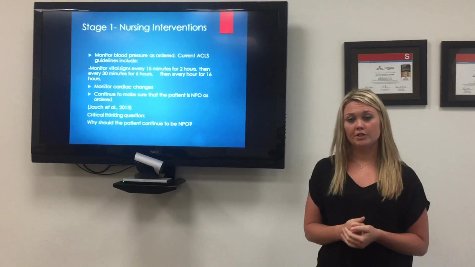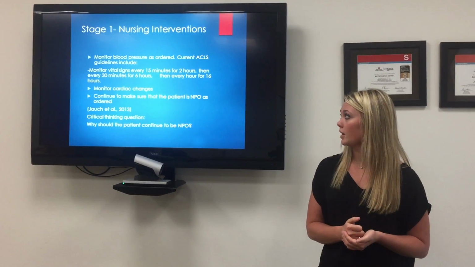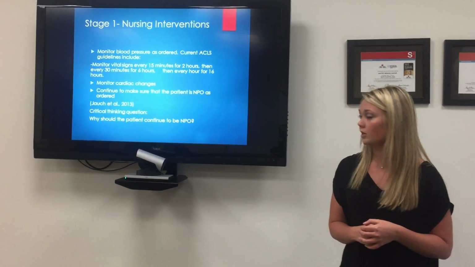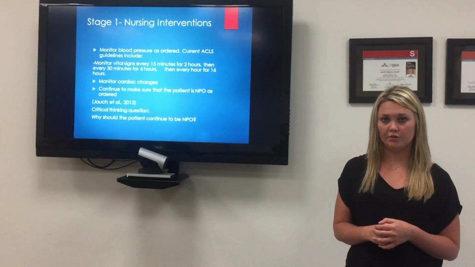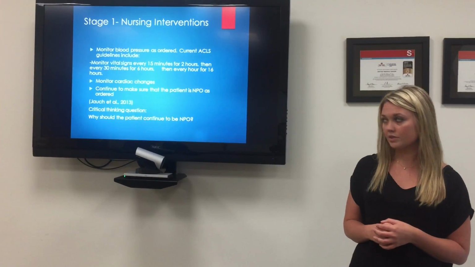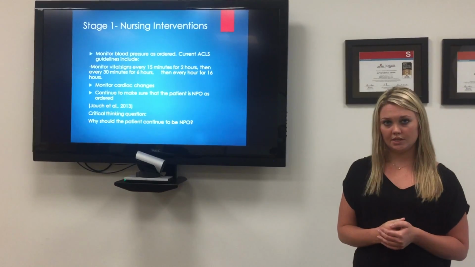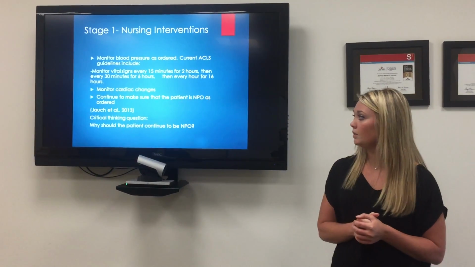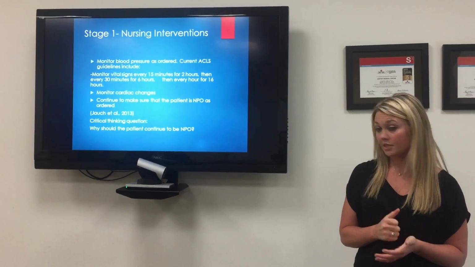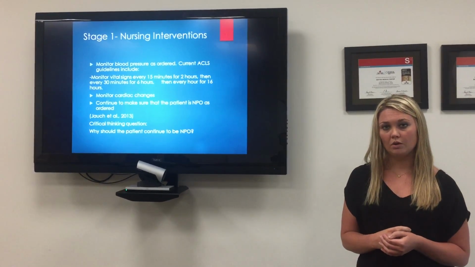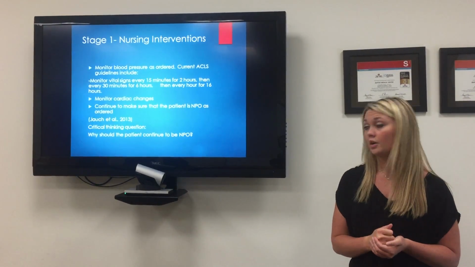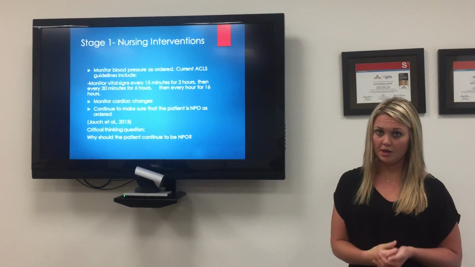So nursing interventions, we really need to be monitoring his blood pressure as ordered. The ACLS guidelines currently say monitor blood pressure every 15 minutes times 2 hours, then every 30 minutes for 6 hours, and then every hour for 16 hours. We need to be monitoring any cardiac changes and to continue to make sure the patient is NPO. Why? So the next critical thinking question, why should the patient continue to be NPO?